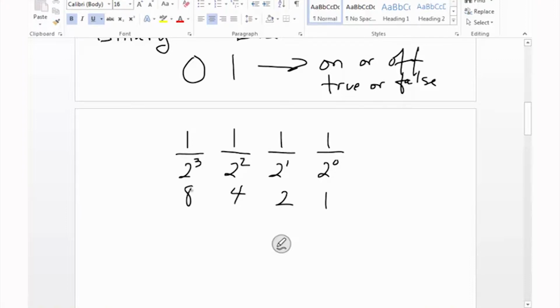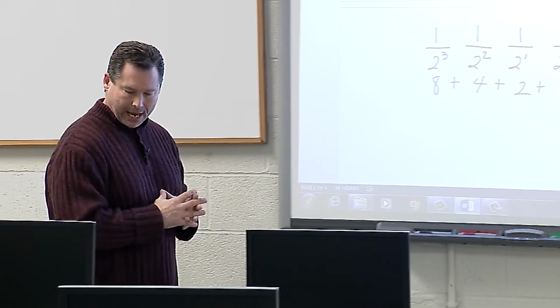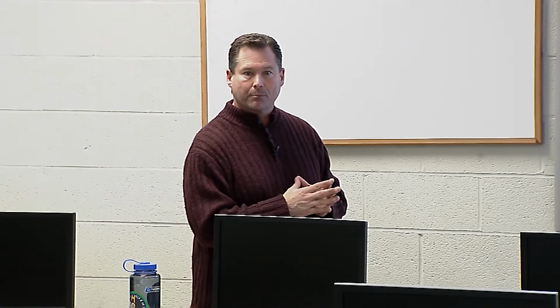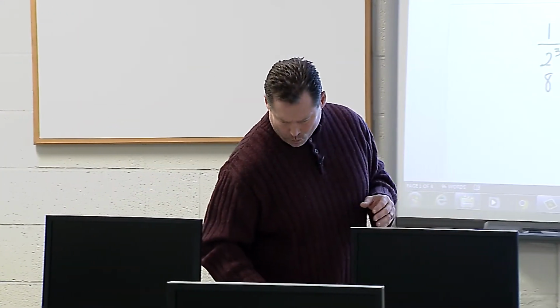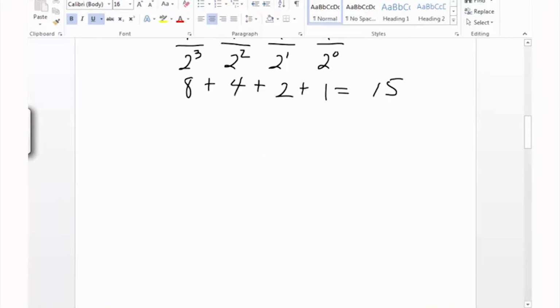And as we did with the decimal numbering system, we simply add these together. And that value gives us 15 in decimal. So this 1111 is equivalent to the value 15 in our decimal numbering system. So that's just an example of how we would use the binary numbering system. And now we are going to move on to the hexadecimal numbering system.